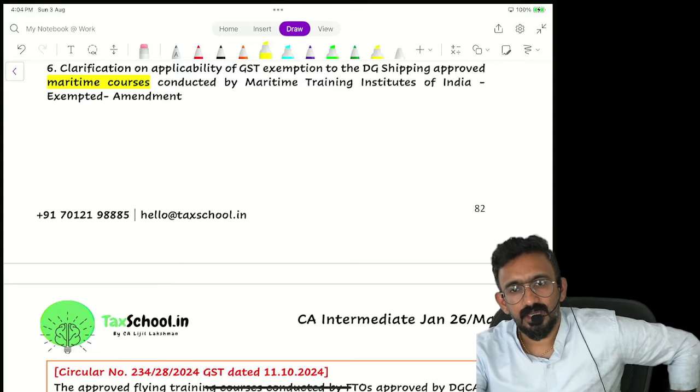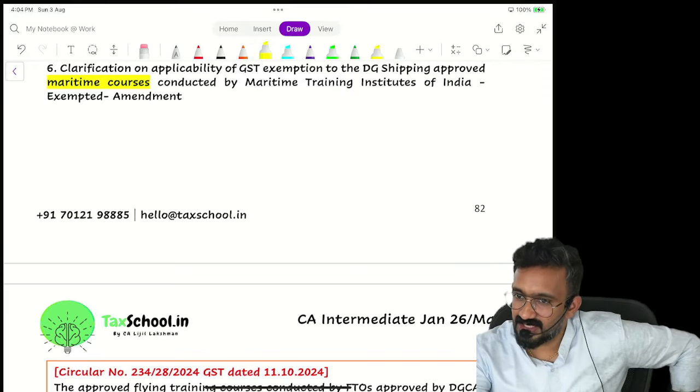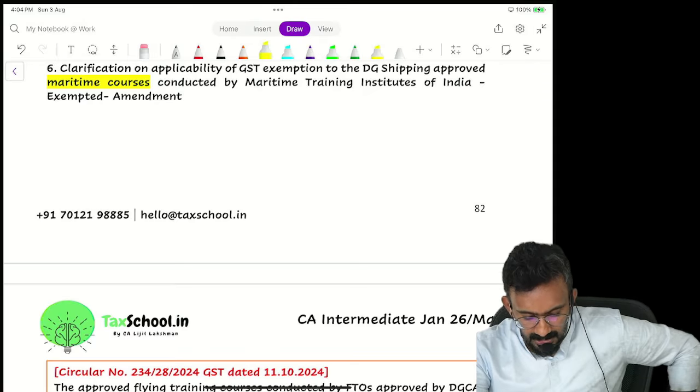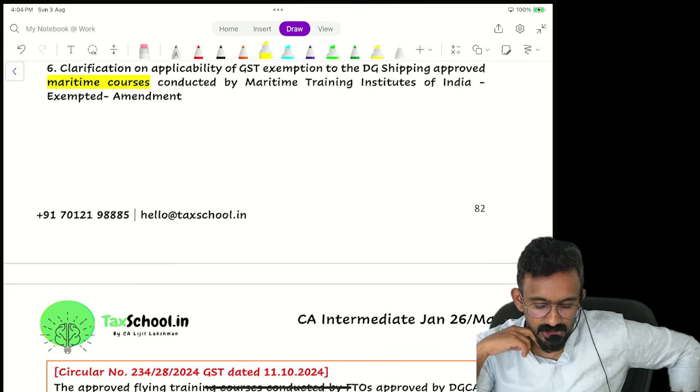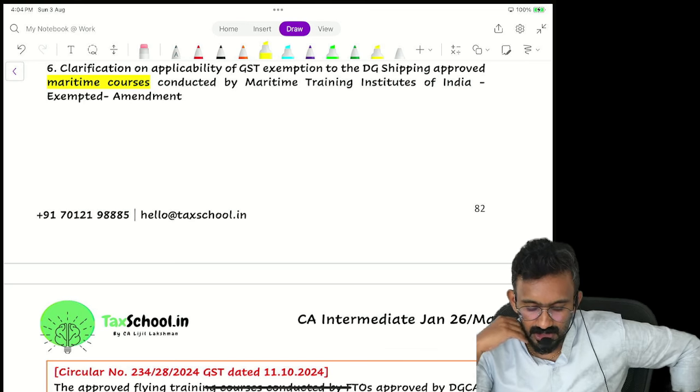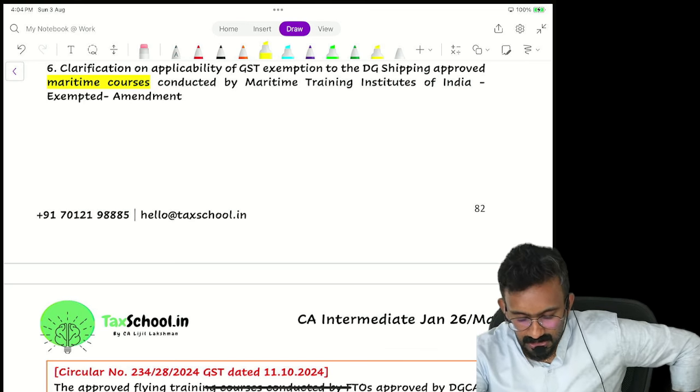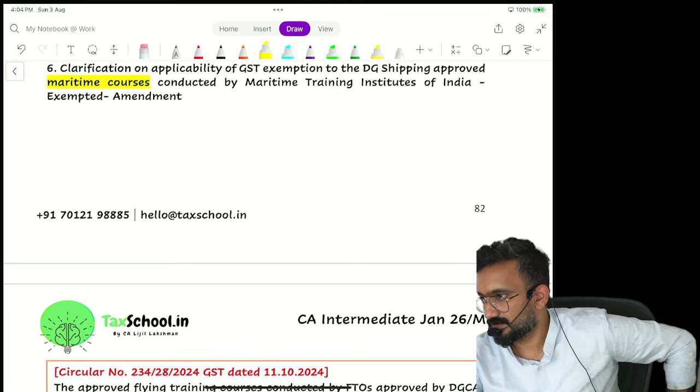Is a Maritime Training Institution considered to be an educational institution? If yes, which category? First, second, third? Second category. They clarified it. Clarification on applicability of GST exemption to Director General of Shipping, DG Shipping approved maritime courses conducted by Maritime Training Institutes of India: it is exempted.